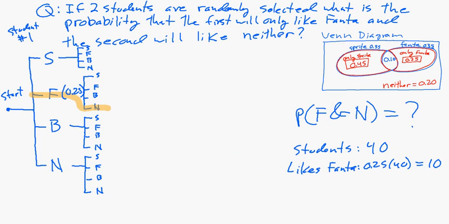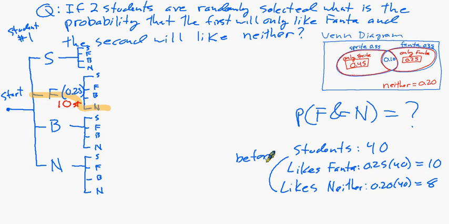And it's in a different color. Let's do this. I'm going to write there are 10 students that initially like Fanta. Well, one of them is taken out. That might or may not have an impact on the second one. We have to figure that out. So here, this is all initial, right? Before student number one is removed.